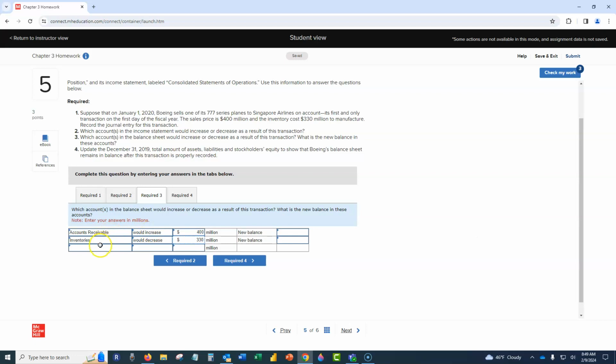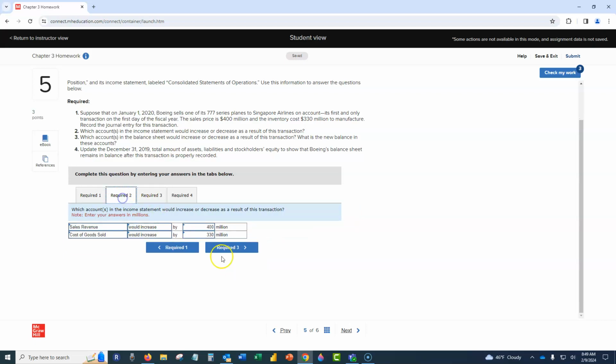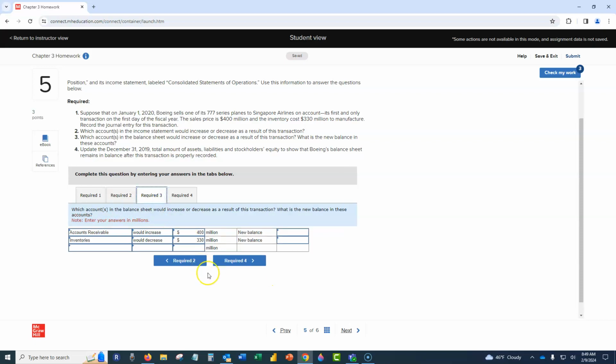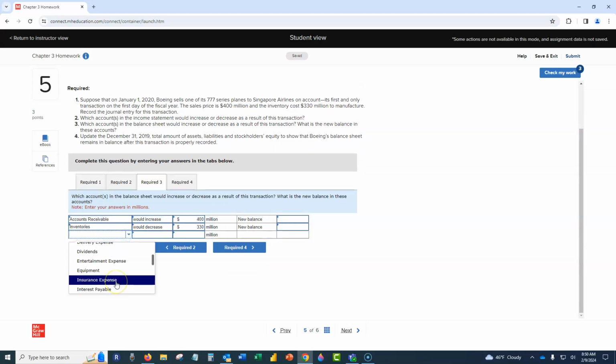Now, where people are getting confused is right here, this final line. Think about what else has happened to your balance sheet. Well, we increased a revenue and we increased an expense, right, in requirement 2. So 400 minus 330 is 70 million. So net income increased by $70 million. What happens when net income increases? Well, retained earnings also increases. So we have retained earnings that also increased by $70 million.